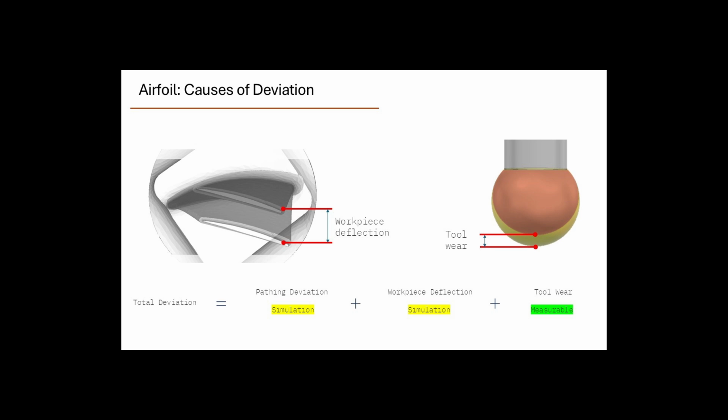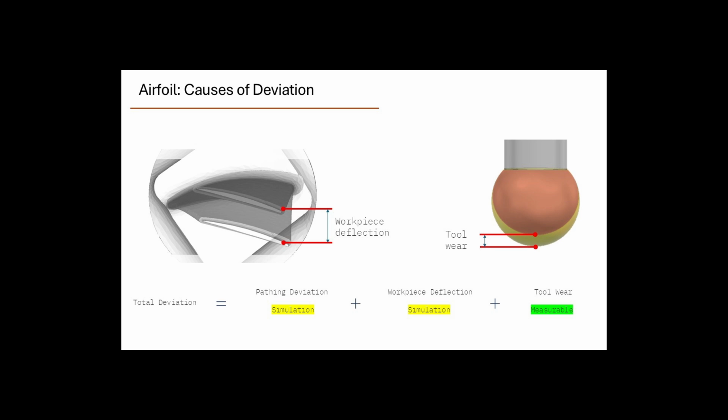So what are the causes of the total deviation that we saw in the color and the heat map that we saw on an earlier slide? On the bottom there, I'm showing total deviation equals pathing deviation plus deflection plus tool wear. We would have normally added other sources of deviation, such as tool deflection, vibration, heat, temperature. But using our engineering judgment and the setup of this particular experiment, we know that we can constrain it to these three sources.